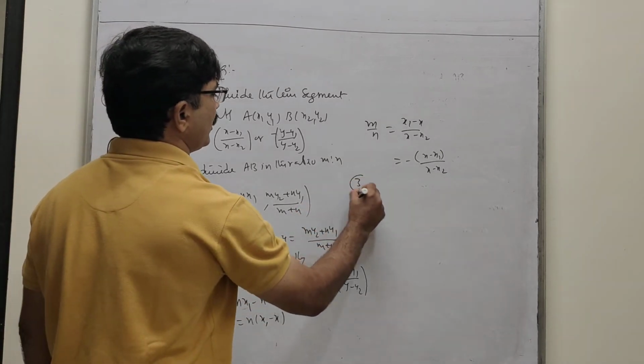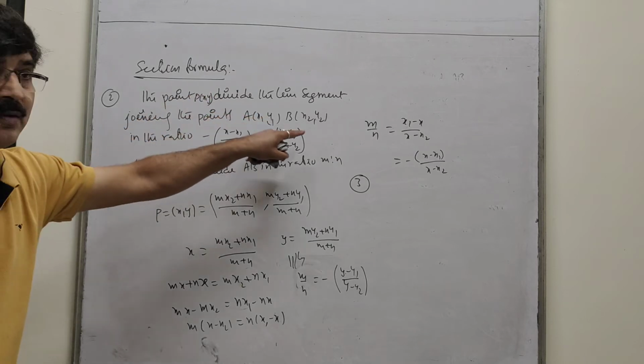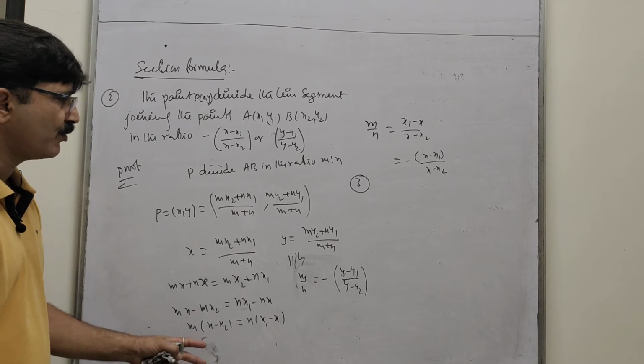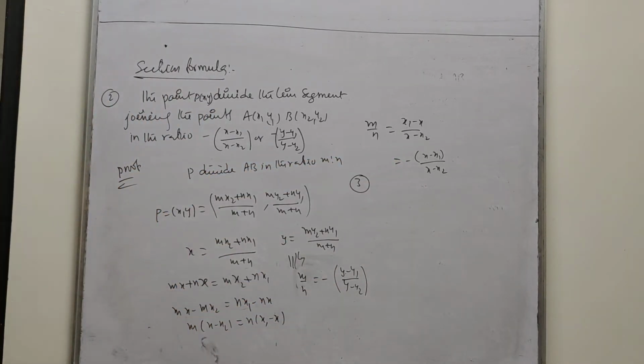Now come to the next one. Suppose I said to you that a point divides AB, as in the earlier case. Then how are you going to find the ratio? By using either this formula or this formula, you can find the ratio.